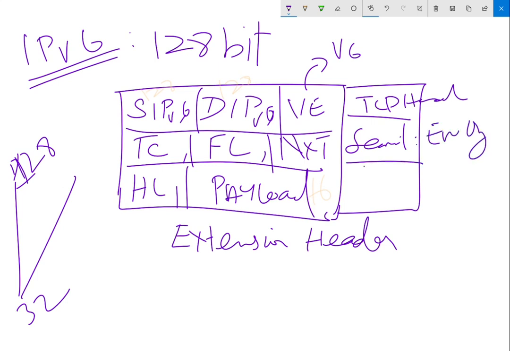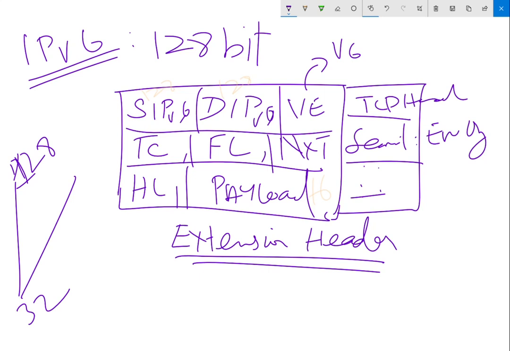So whatever information, whatever headers you want to add, you can still add it. That is why the header here in IP version 6 is called an extension header. So that is another advantage of using IP version 6. Then in IP version 4, the next thing is that we will be using NATing.